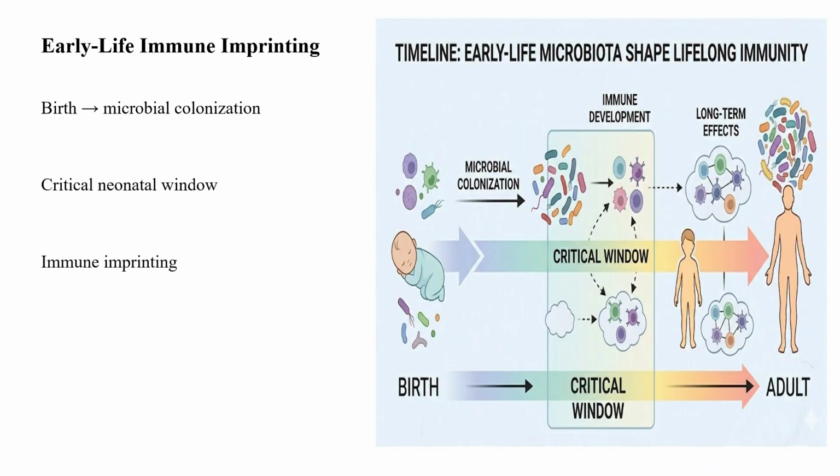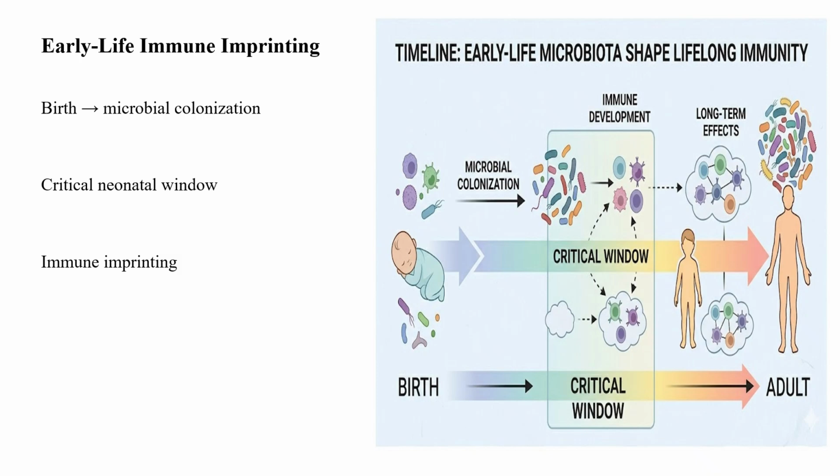Early life represents a critical window during which the microbiota shapes immune development. At birth, microbial colonization begins and drives immune imprinting. This process influences the maturation of immune cells such as T cells, B cells, and innate lymphoid cells.